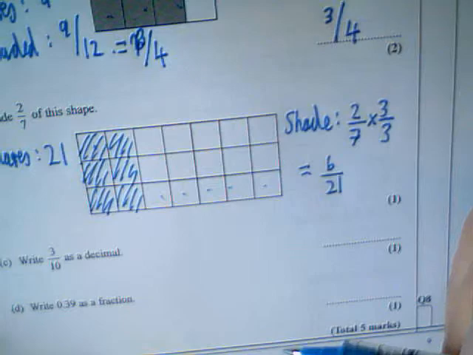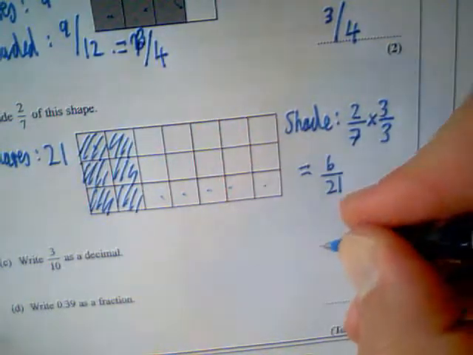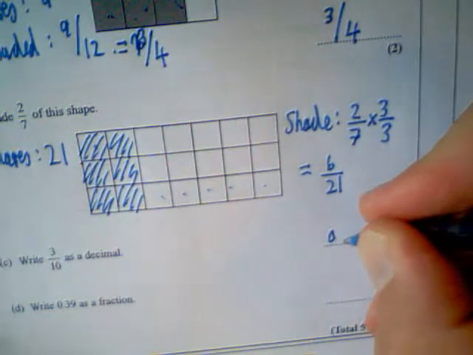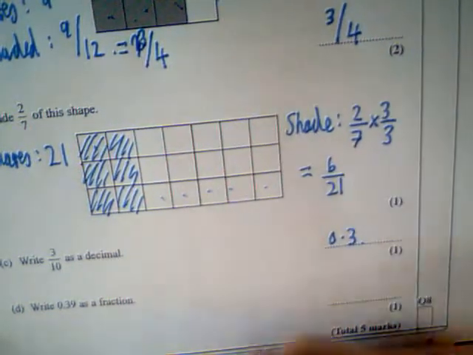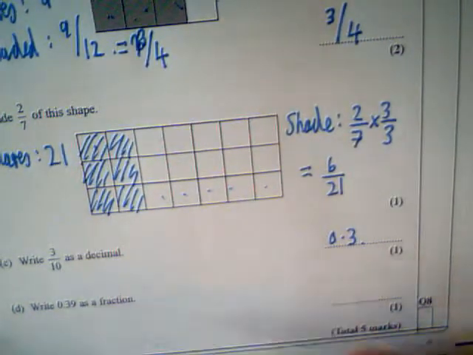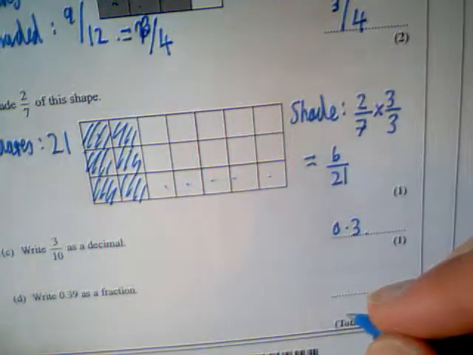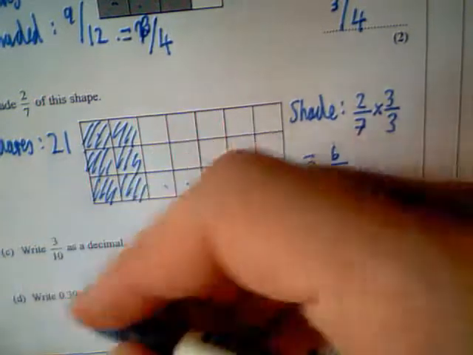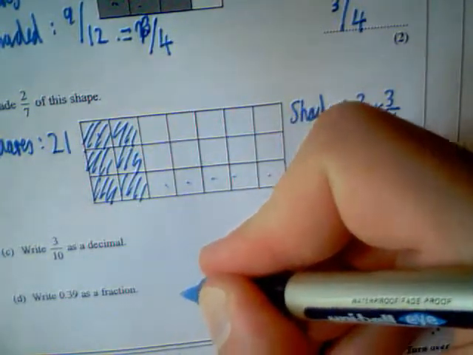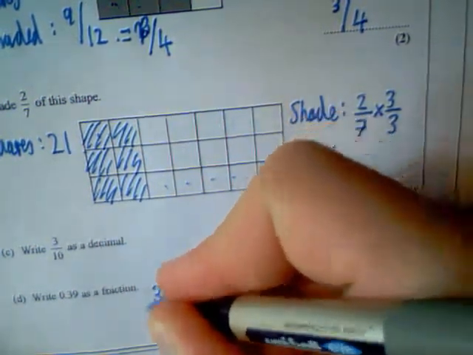Right, 3 over 10 as a decimal. Well, it's simple conversion, so it's just 0.3. And then, right, 0.39 as a fraction. Well, it's not going to be 0.39 because I want it as a fraction. Is it going to be 39 over 10? No, it's going to be 39 over 100.